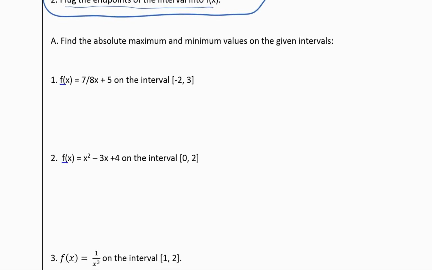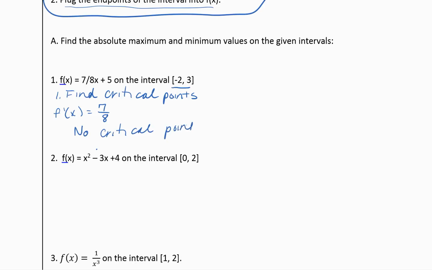Okay, so here it says find the absolute maximum and minimum values on the given intervals. This only works when we have a finite interval like this. So first step, we need to find the critical values, critical points. We're going to take the derivative, which here would be 7/8, and that's our only derivative. Here, 7/8 is never equal to 0. This is just a straight line, so it's never equal to 0. We don't have any critical points, so we don't have anything there that we need to plug in.